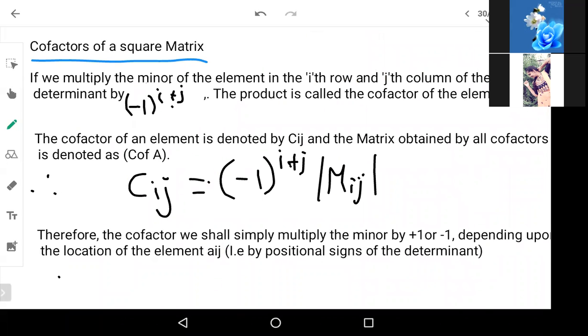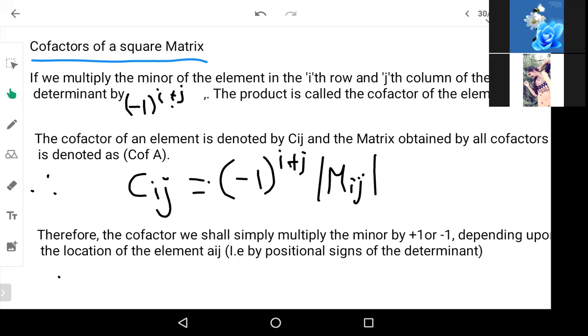These notations are important. For cofactor you represent it as Cij, for minor you represent it as Mij, and for an element you call it Aij. For elements it will be Aij, for cofactor it will be Cij, for minor it will be Mij.